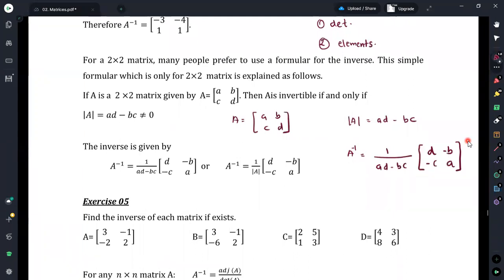And this is the next important thing. We are not going to use this method to obtain the inverse of higher order matrices. Therefore, we will use this as a method which we can easily use for obtaining the inverse of a 2 by 2 matrix.